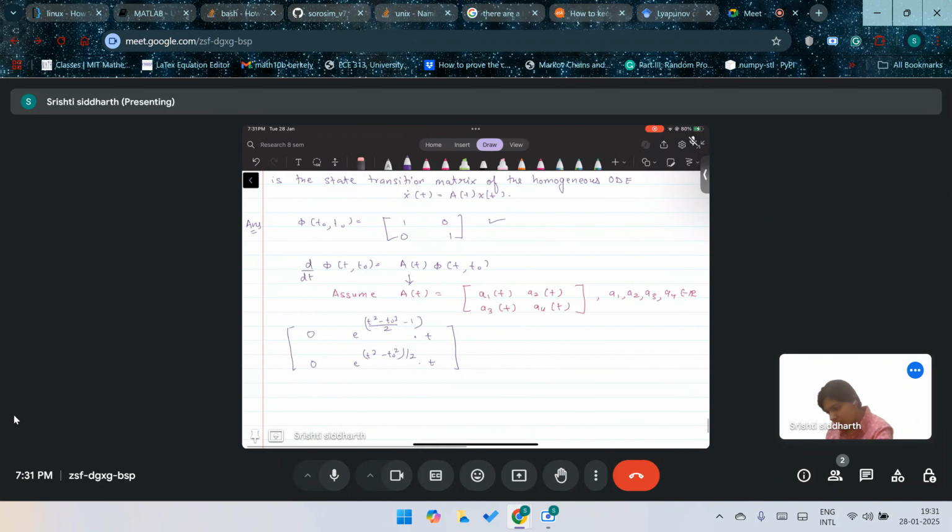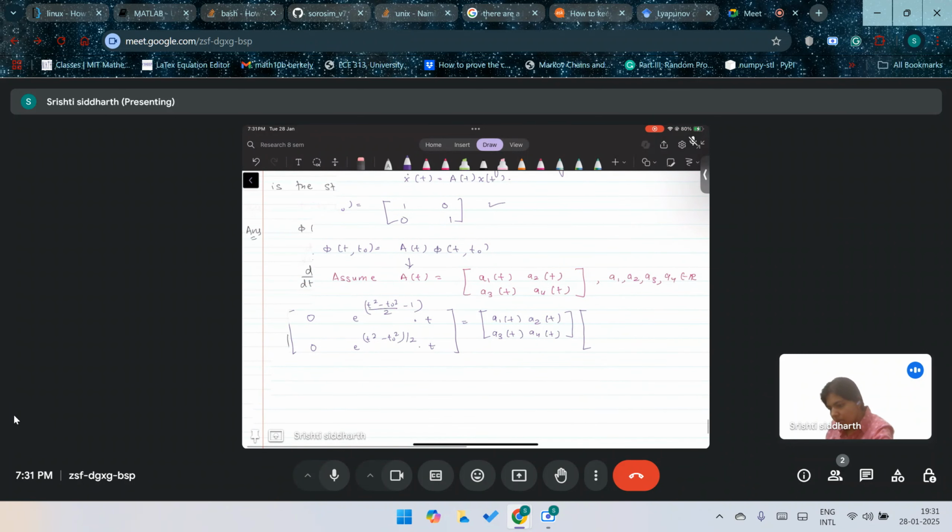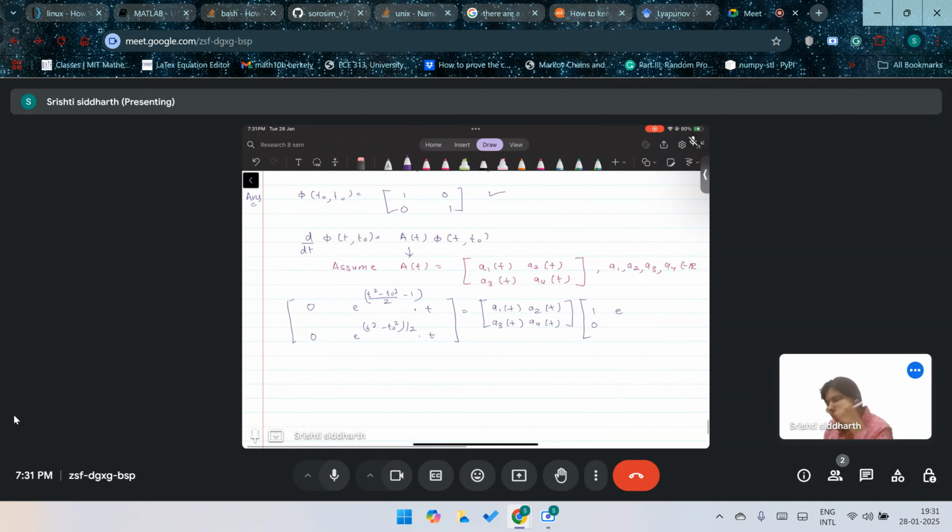Okay, so this equals A1 of t, A2 of t, A3, and A4 times the state transition matrix again. So we have 1, 0, exponential (t square minus t naught square) by 2, minus 1, e to the power (t square minus t naught square) by 2.